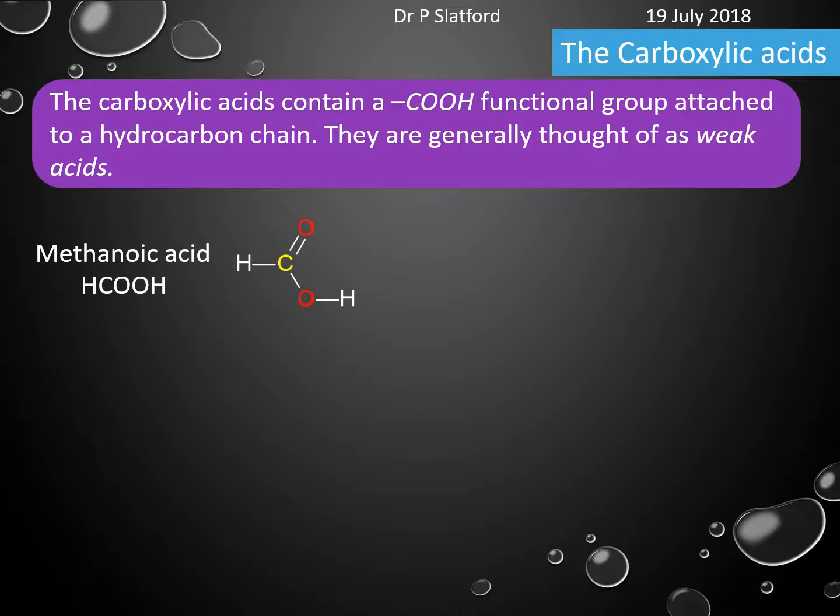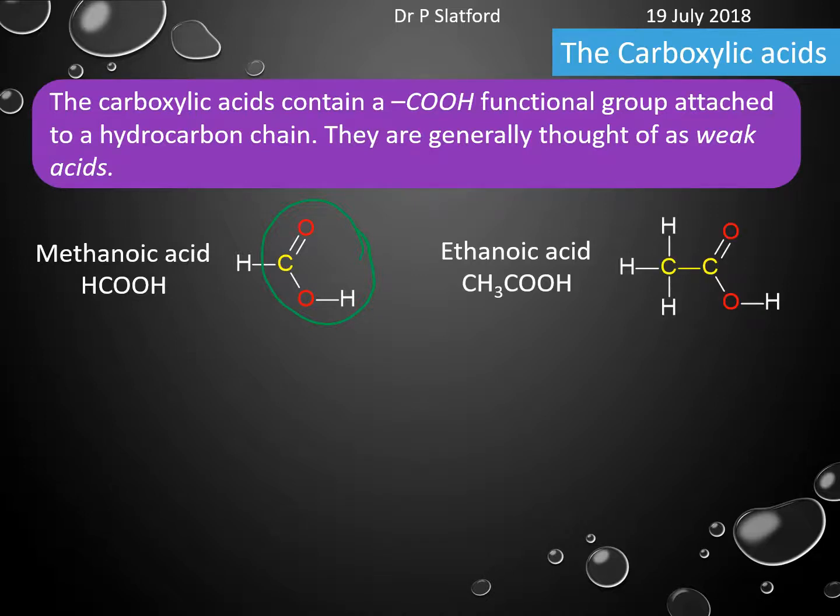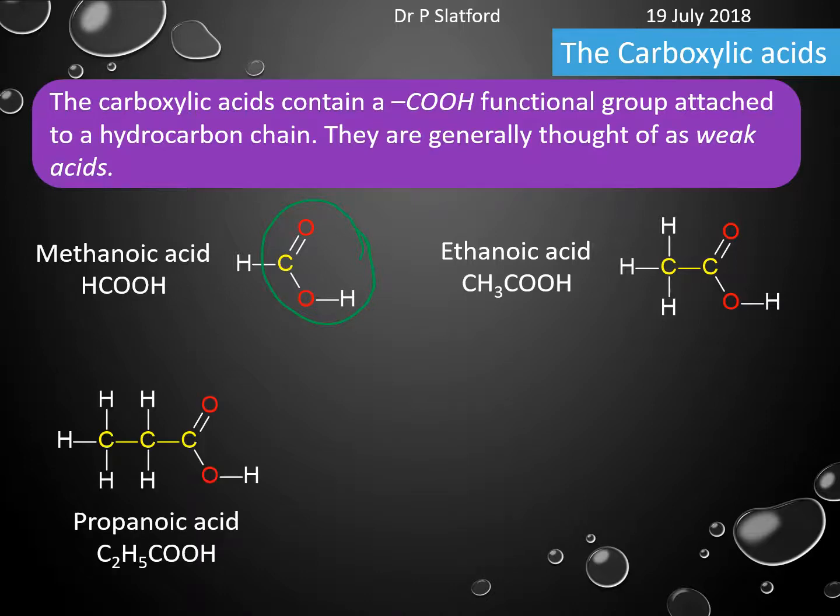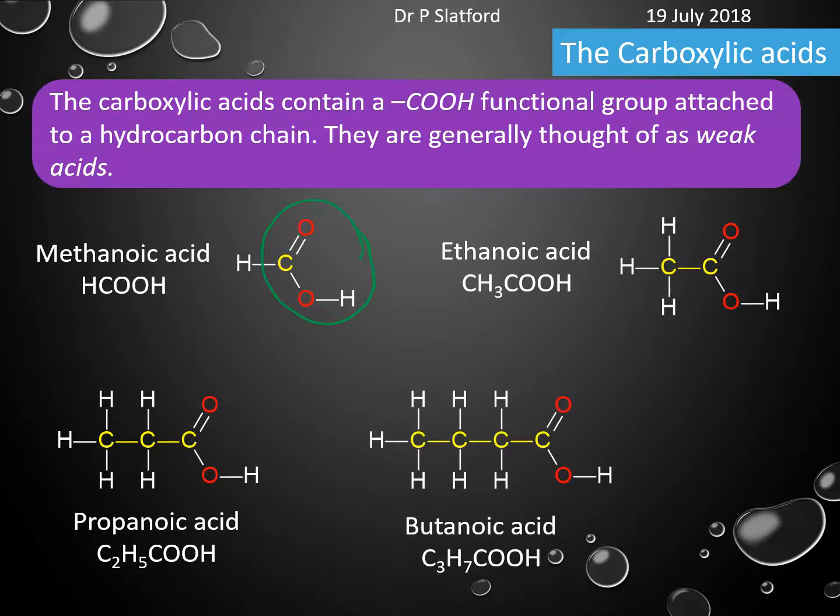Okay, so we have methanoic acid, and here is our COOH group. We have ethanoic acid, and this is more commonly known as acetic acid, which is what is found in vinegar. We have propanoic acid, and we have butanoic acid. And notice here that I've included it in the molecular formula as well.